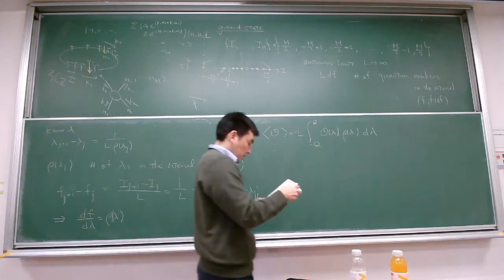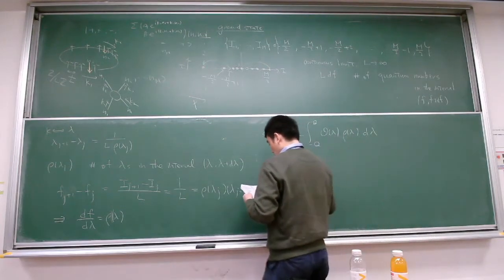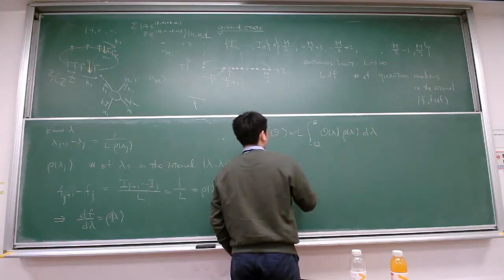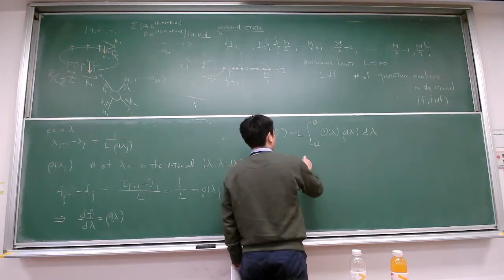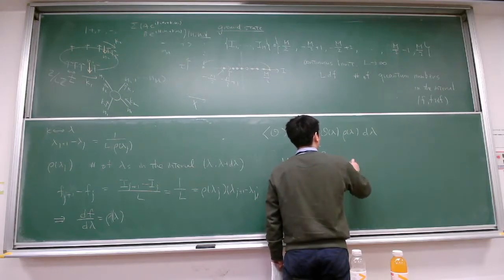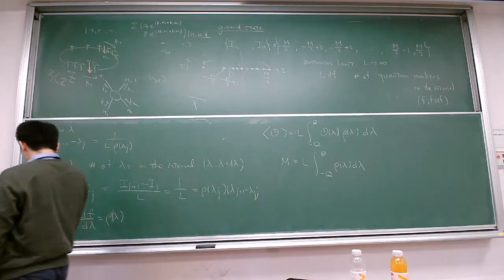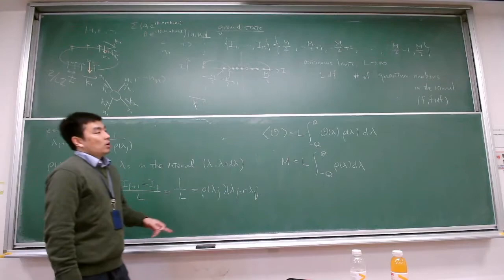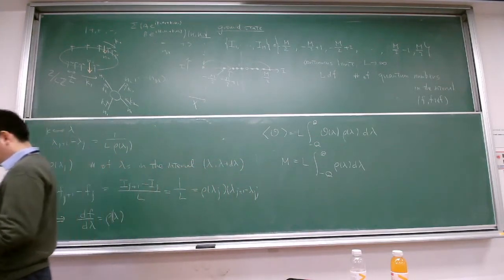For instance, the number of particles, the number of magnons, m, can be derived by integrating from minus q to q of rho(lambda) d lambda. So if you just have the one in here, you just count the number of magnons. So that's what you do.